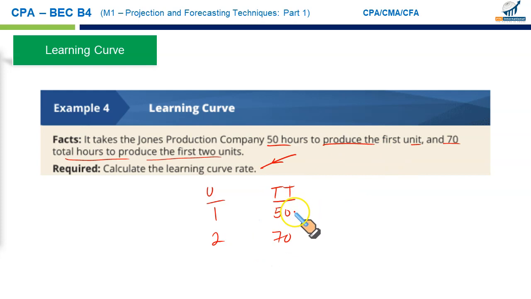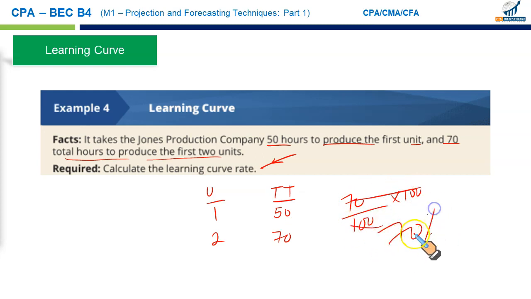Just look at this. When the output was doubled from 1 to 2, your time should have doubled to 100. But instead, you just used 70 hours. 70 is what percent of the time that you should have used? 70%. So the learning curve percentage is 70%.